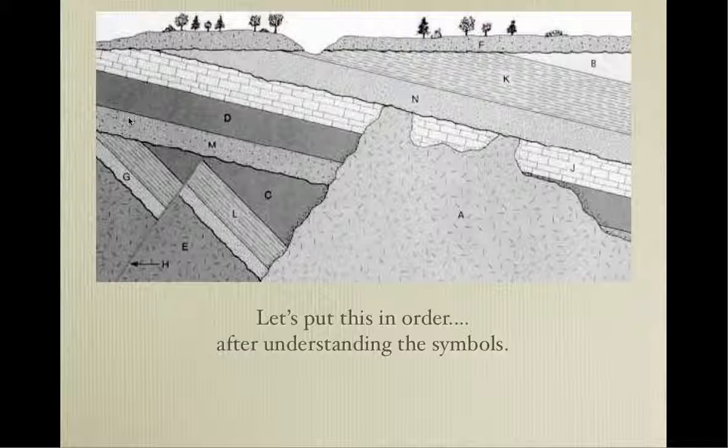Alrighty. Now, if you want to really get good at this, pause here and try it yourself. We know that F was probably last. We know that A had to go through these layers, so A has to be younger than these, but older than N. We see that there's some tilting going on. We see that there's a fault.